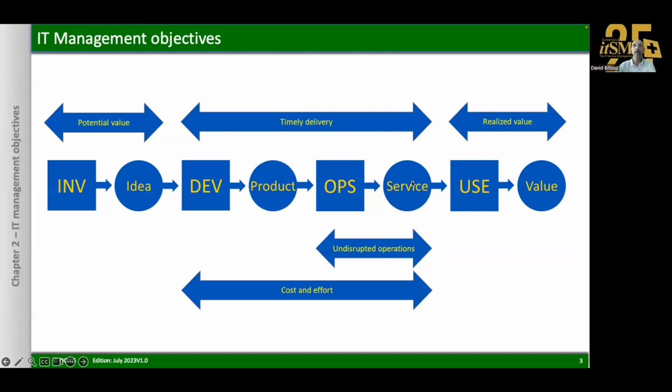The undisrupted operations objective is related to the operation of the service, and cost and effort, I mean the optimization of the TCO and the TCC, are related to these phases, development and operations. And when the service is operated, of course it is delivered to users who use it. And that's where we can, in fact, measure the realized value.